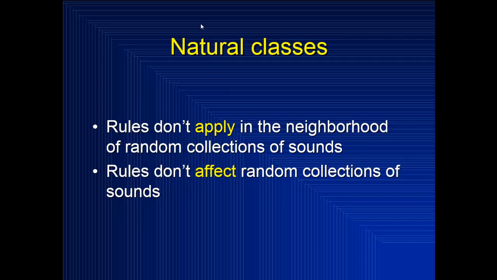Okay, so we can talk about natural classes. The idea of natural classes means that normally we tend to group sounds into groups because those sounds share some common phonetic features, and the fact that they share phonetic features allows us to include them under the same phonological rules. And that's why we say rules don't apply in the neighborhood of random collections of sounds. Rules don't affect random collections of sounds. Same thing here. Okay? That's all.